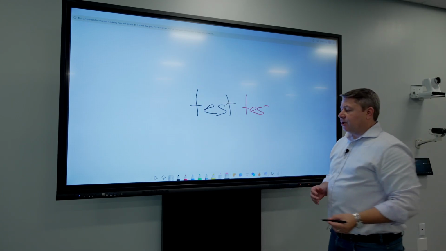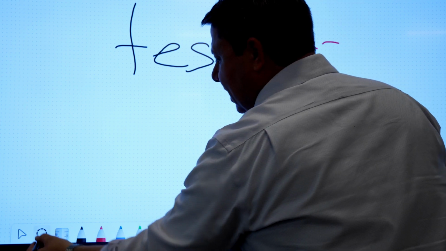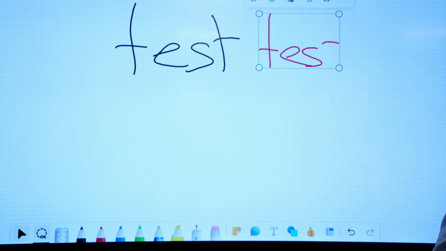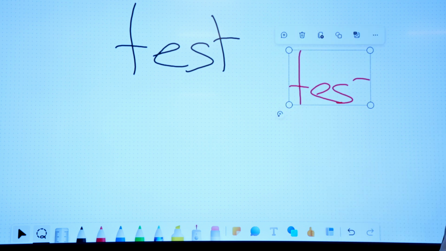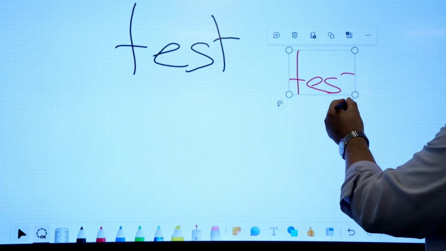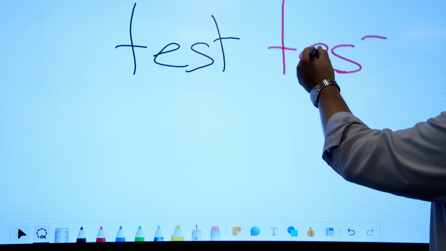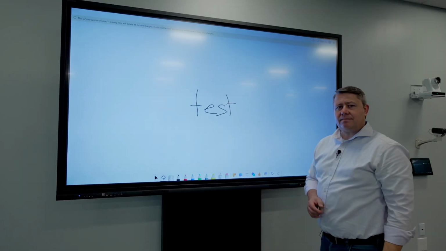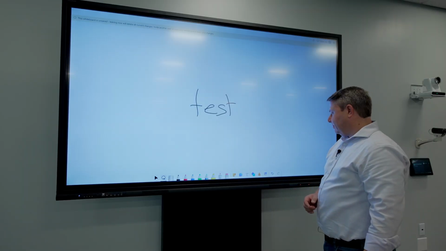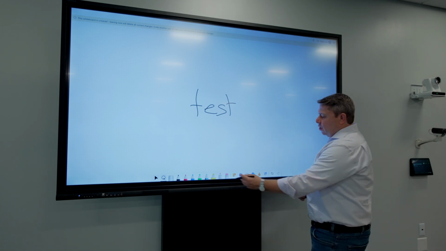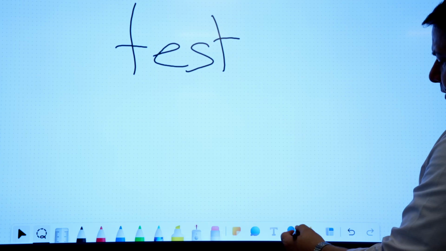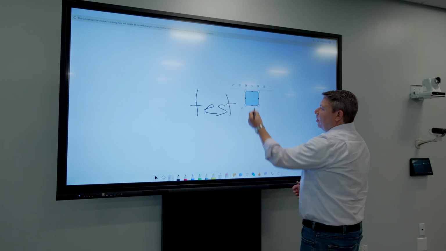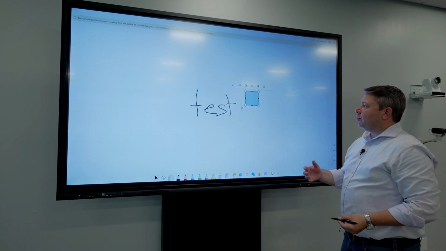Another feature that you're going to use probably a lot is this lasso. You can lasso some content, you can drag it to different areas, you can minimize it or expand it as you see fit, and you can also just delete the whole thing. There are some other features down here that you can use, like shapes. By clicking on shapes, you can bring in different shapes into your board.